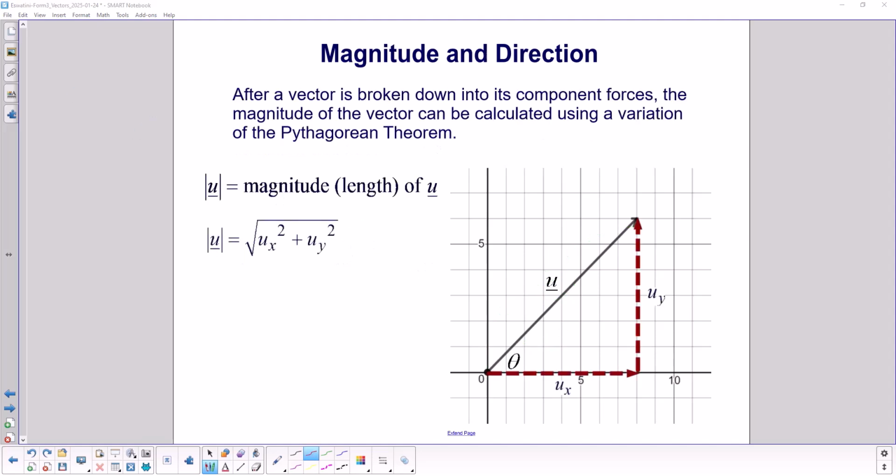After a vector is broken down into its component forces, the magnitude of the vector can be calculated using a variation of the Pythagorean theorem. So our symbol here is u, with the bars on either side, equals the magnitude, that is the length of the vector u, and the magnitude of u is going to be the square root of the square of the magnitude of ux plus the square of the magnitude of uy.